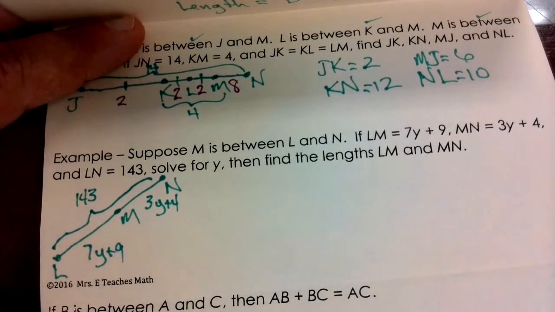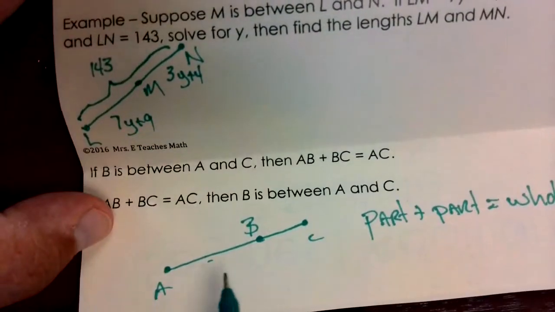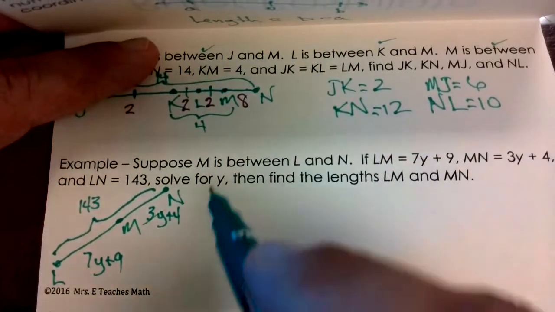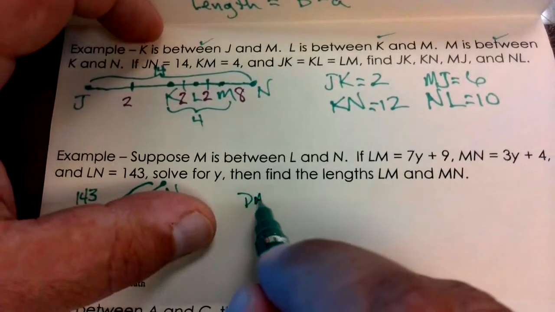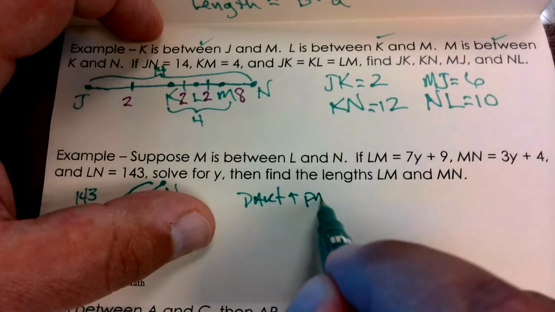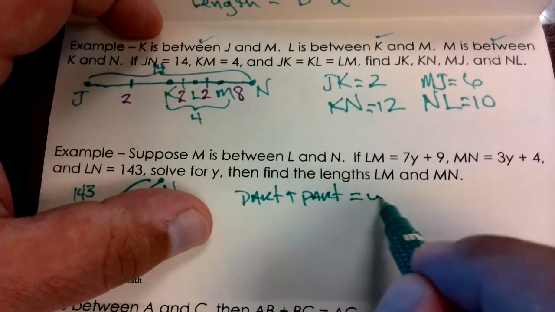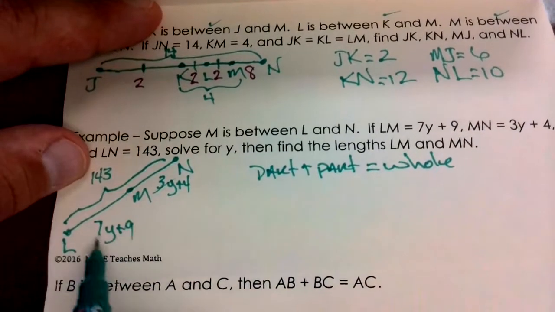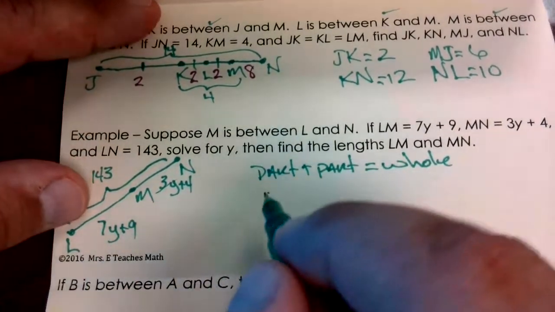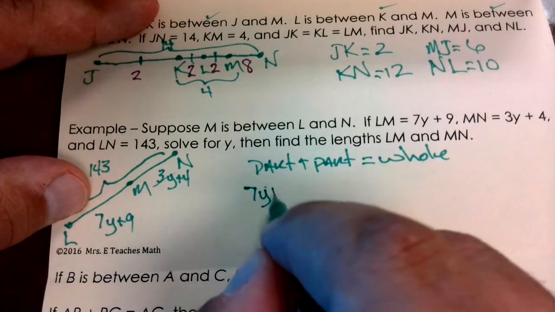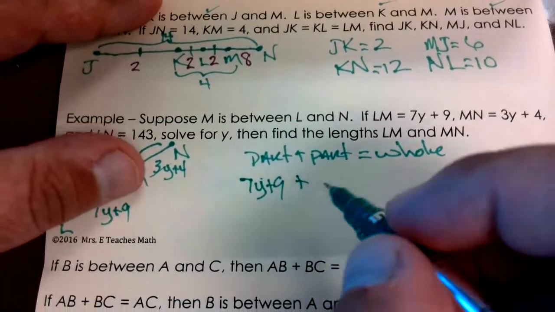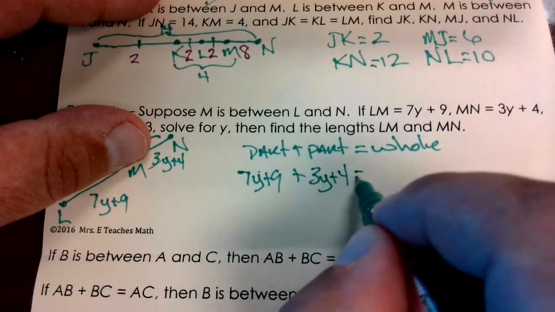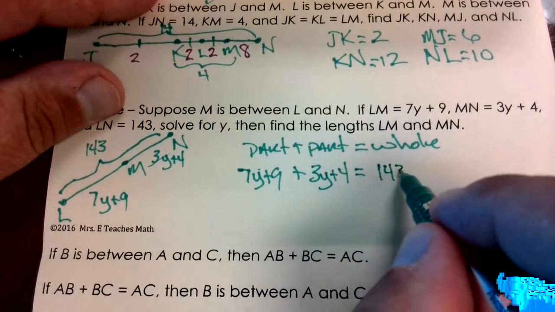And then this looks a lot like this picture down here. So I know it's going to be a part plus a part equals the whole thing. And so I look over here and I say, oh, what's one of my parts? Well, it's the 7y plus 9. What's another one of my parts? 3y plus 4. What's the whole thing? 143.